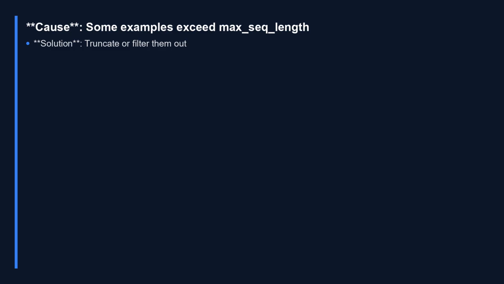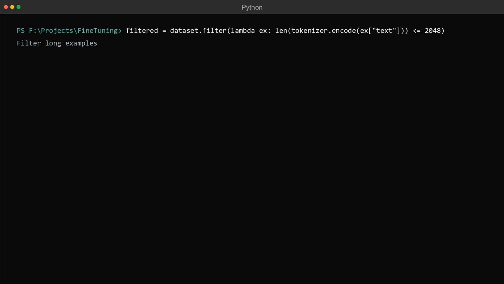If training throws an error about sequence length, some of your examples are longer than max_seq_length. The fix is to filter them out before they reach the trainer. This filter call keeps only the examples where the tokenized text stays within 2048 tokens. The lambda encodes each example's text and checks the length against the limit. What comes out is a filtered dataset containing only examples the model can process without truncation. Run this after formatting and before saving. It's a one-liner that prevents a whole class of training errors.